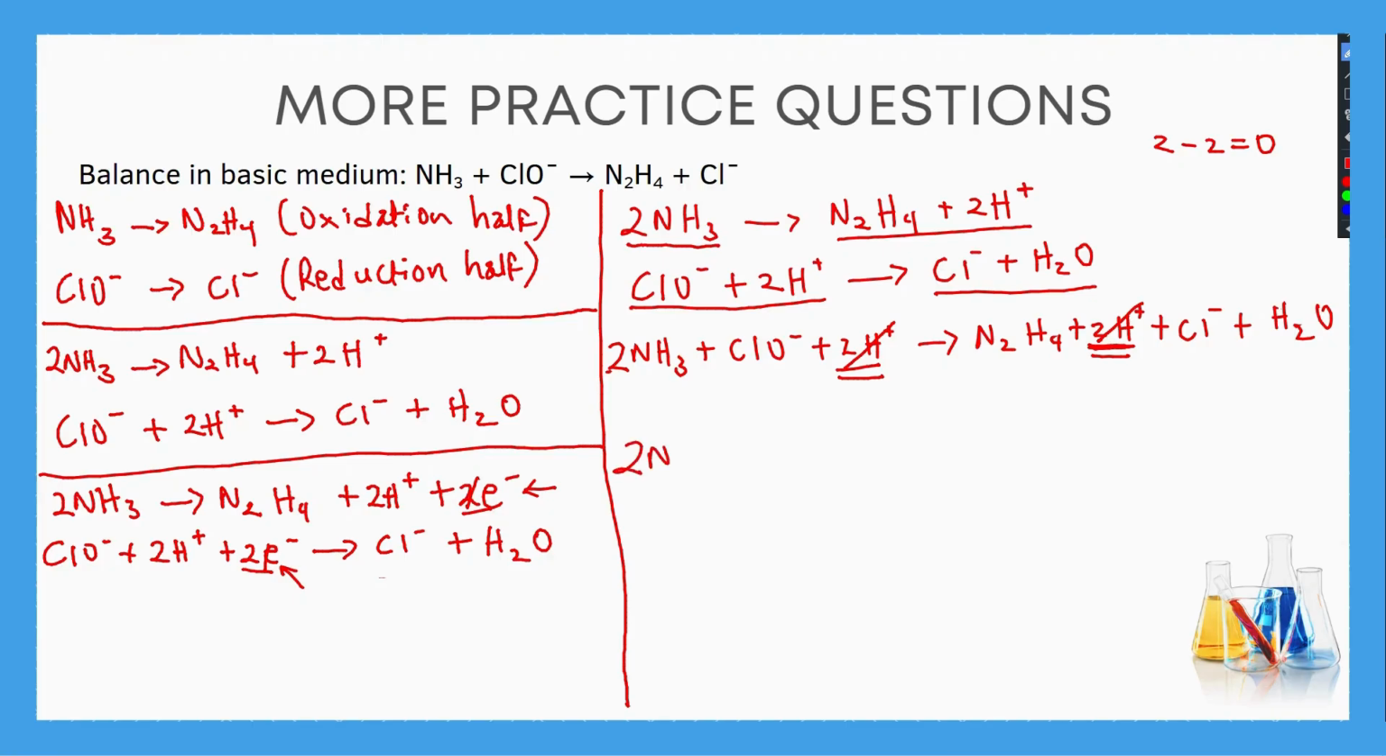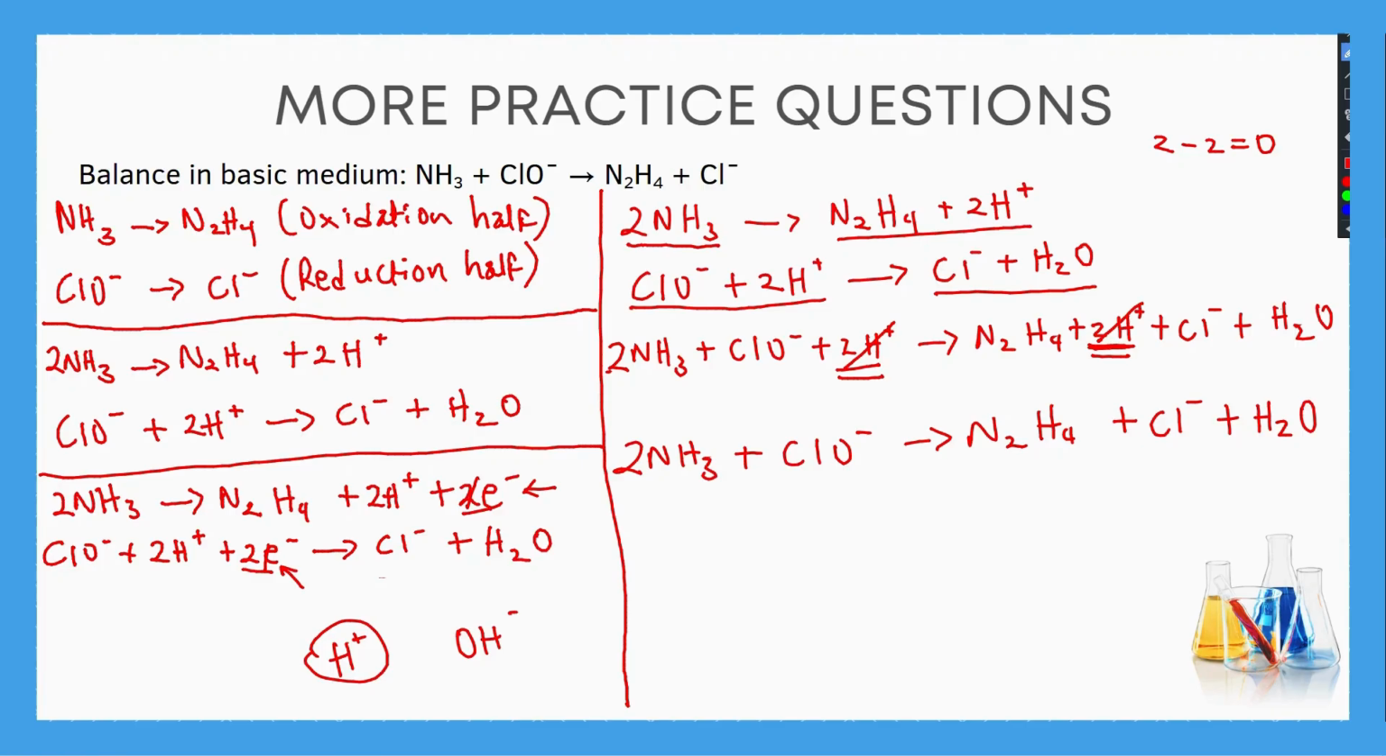We have 2NH3 plus ClO minus, giving us N2H4 plus Cl minus plus H2O. Now, at this point, the final rule says that if there are any H plus ions in the equation, add an equal number of OH minus to both sides in order to neutralize these H plus ions, because we are balancing in basic medium and we do not want them remaining.